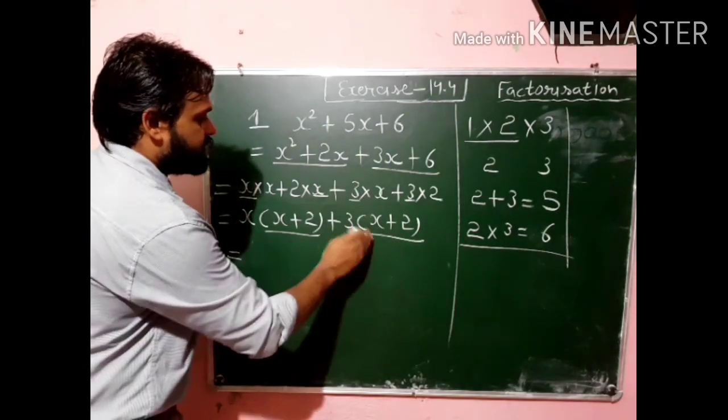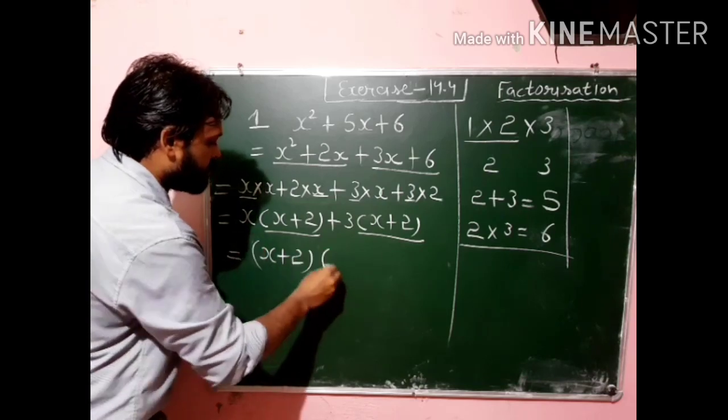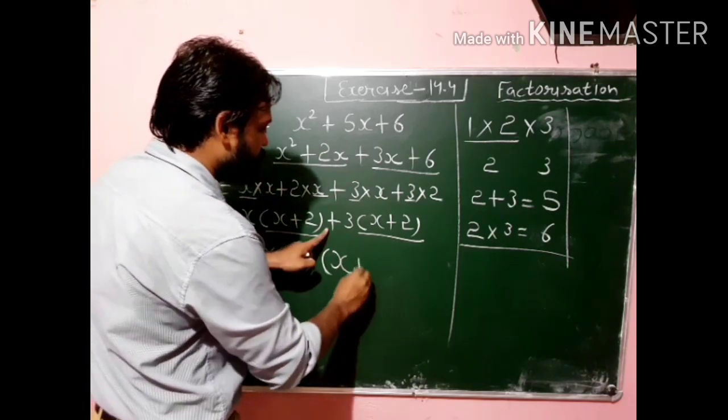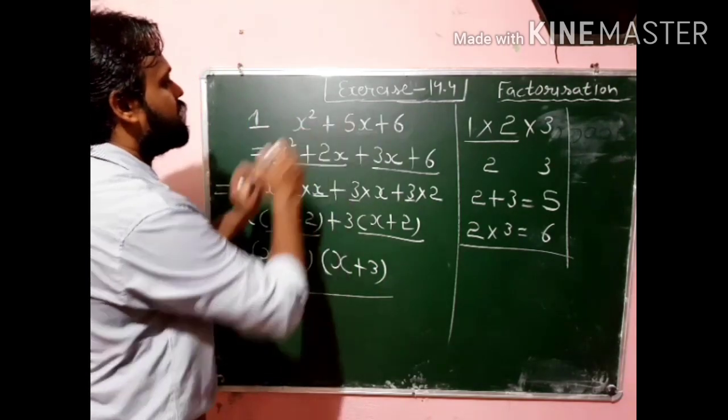Now you can see x plus 2 and x plus 2 is common. So take x plus 2 common outside of the bracket, and now you can see this x plus this 3 is inside the bracket. So these are the factors of this algebraic expression.